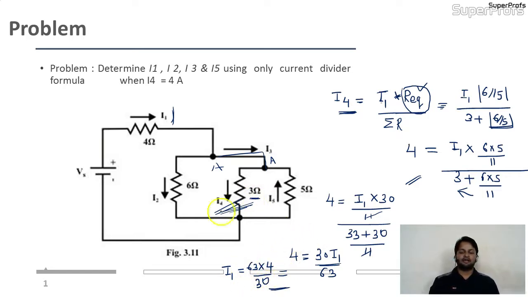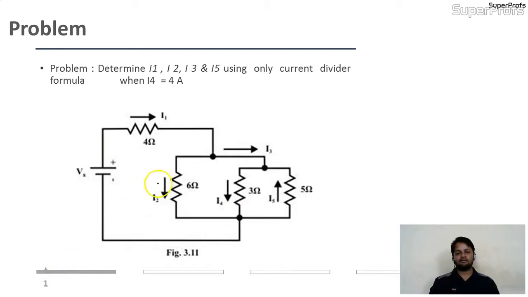Okay. Now once you get the I1, can you find out the I2? Yes, we can. See, I'll give you a hint for I2. I2 is nothing but source current, I1, which you already found out, multiplied with the opposite branch resistance. Except this, the opposite branch is 3 and 5. It means this is the parallel combination of 3 and 5.